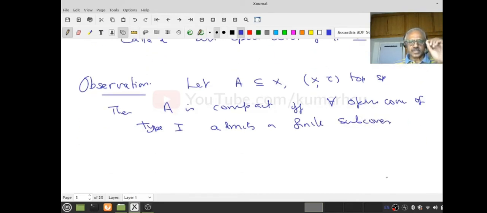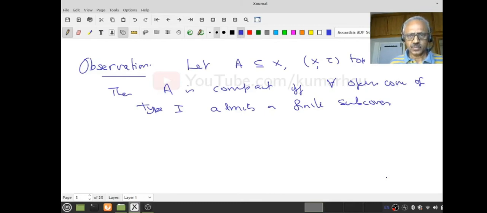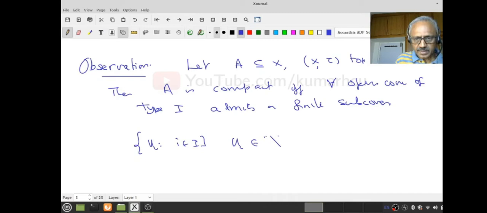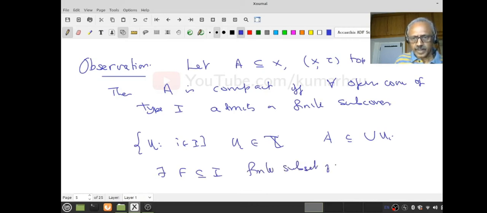So it's more important to understand this observation. What does it say? When I say A is compact, that means give me Vi, an open cover of A so that Vis are open in A in the subspace topology. This is compactness with respect to this domain. It says that if it is compact, you give me any open cover of type 1, that is Uis, i in I, with Uis open in X and A a subset of the union of Ui, then I can extract a finite subcover. That means there exists a finite subset F of I so that A is contained in the union over j in F of Uj. This is what the theorem says.